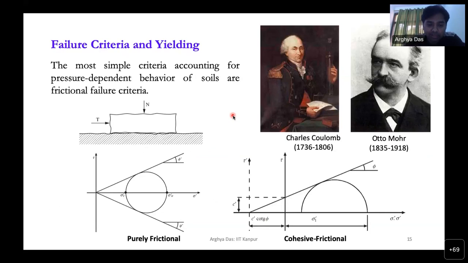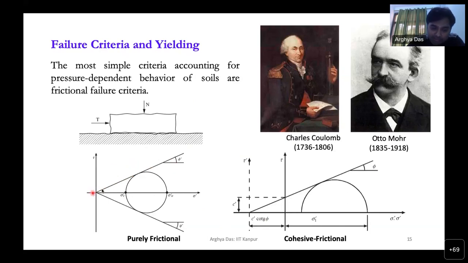So in order to get a more generalized failure criteria for soil mechanics, one that takes into account the frictional effect, normal load, or the confining pressure effect, the most popular failure criteria, which we already learned in our undergrad classes, is the Mohr-Coulomb failure criteria. And if you look at the Mohr-Coulomb failure criteria, this is the shape of the failure criteria in our regular tau-sigma plane.